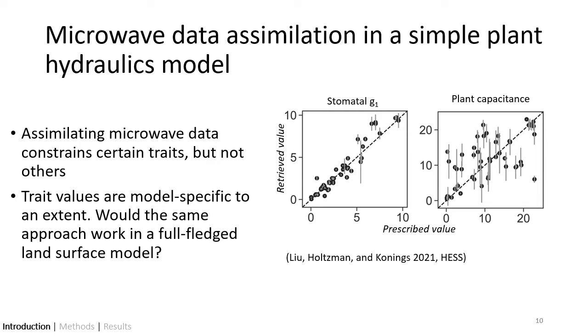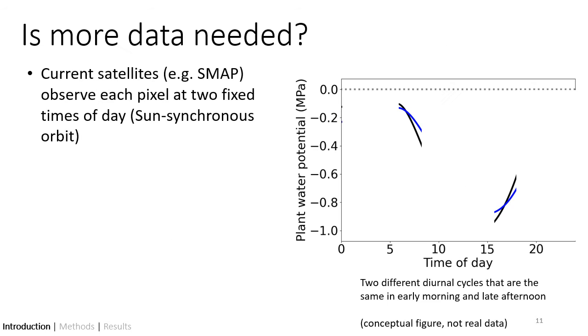Another question that remains to be answered is that trait values are model specific to a certain extent. Saying a trait has a value of 2 in one model may not be transferable to another model. So will this same approach even work in a more complicated land surface model that has multiple layers of soil, a more complex vegetation structure, etc.? In that study, we used observations at 2 times a day. So for example, 6 a.m. and 6 p.m. or 1 a.m.